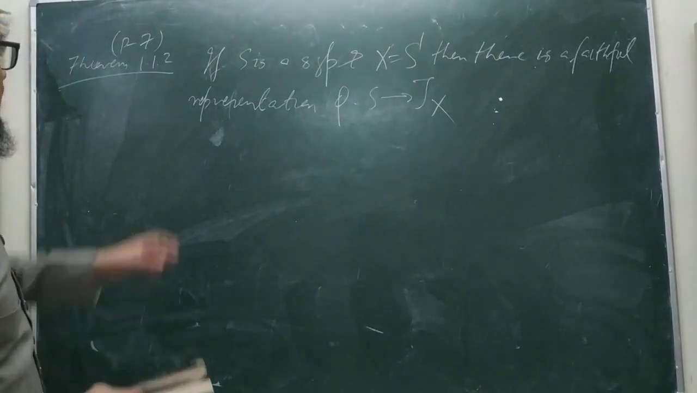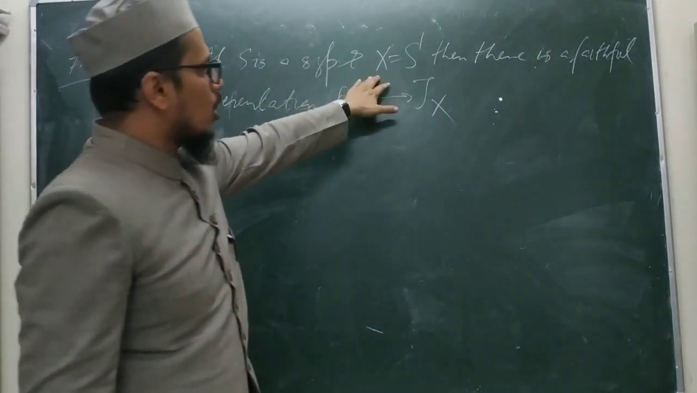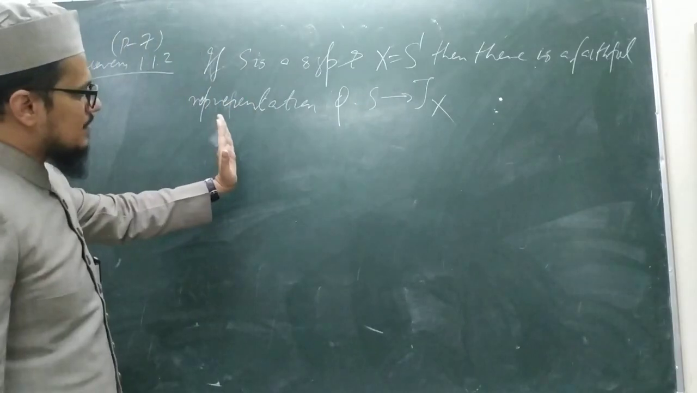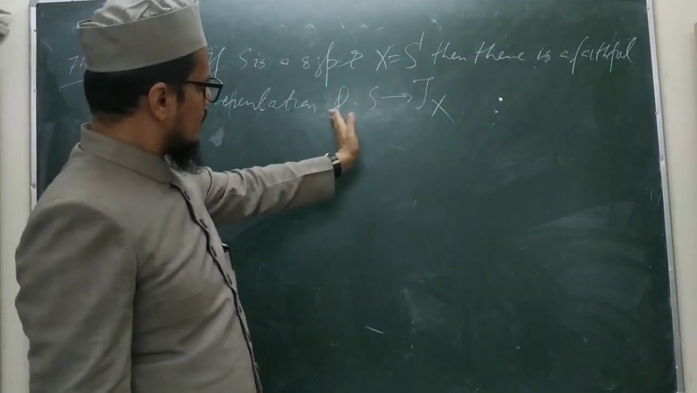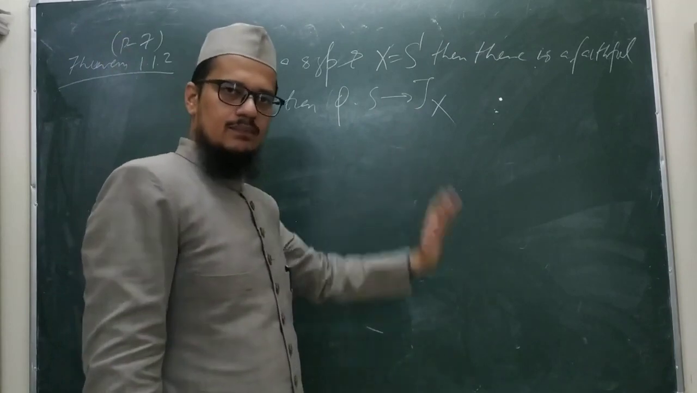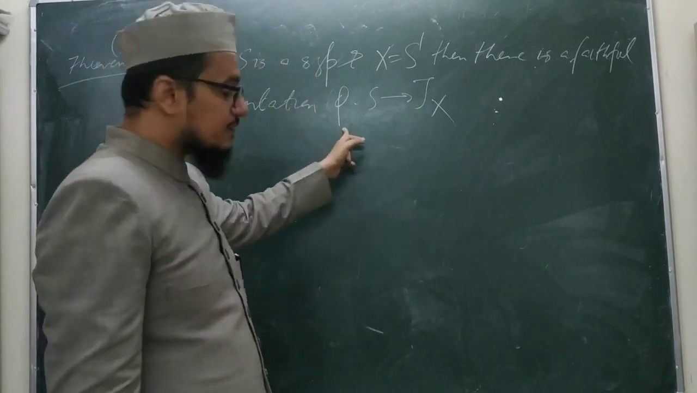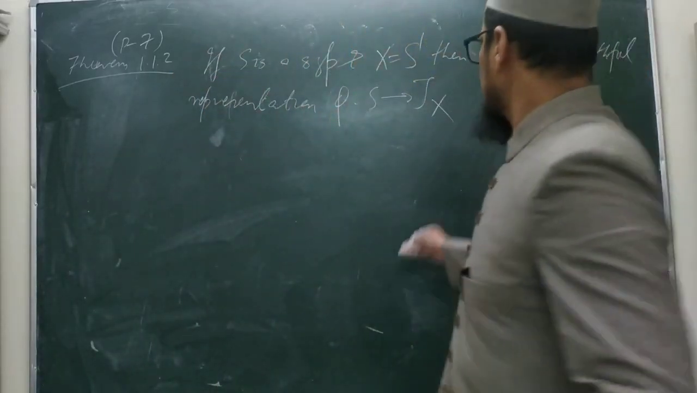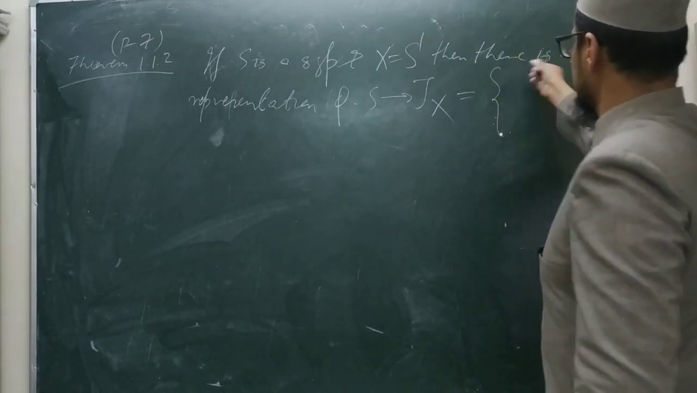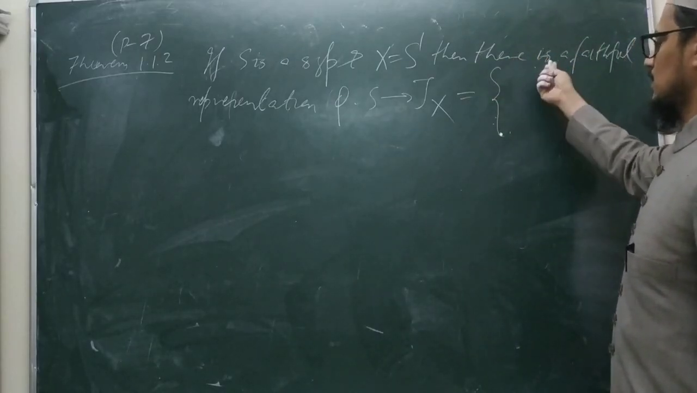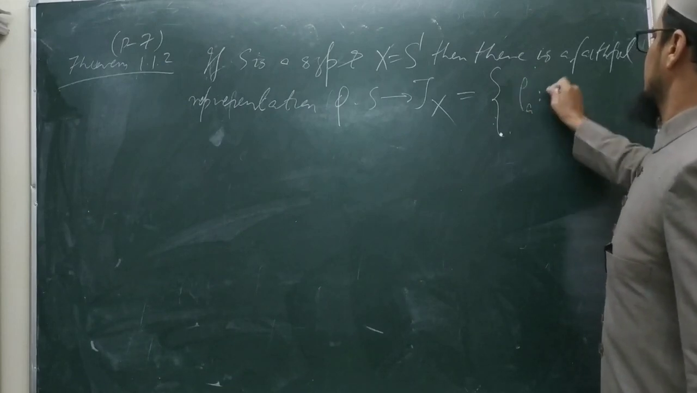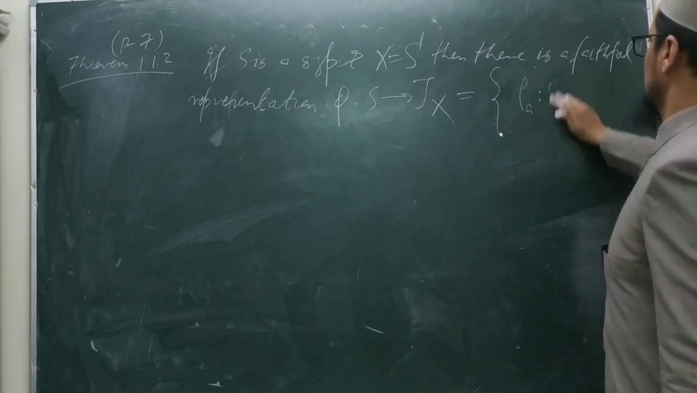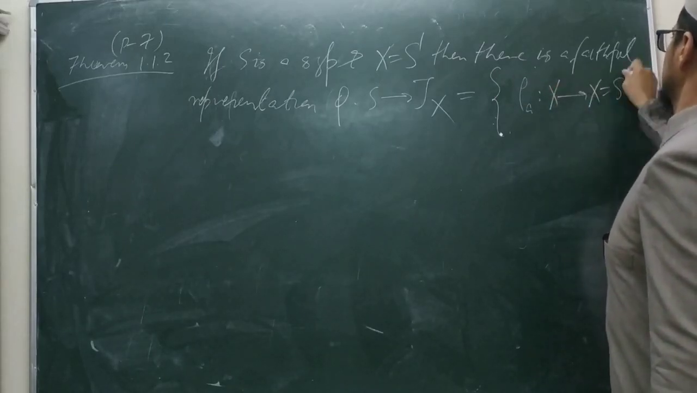So see, what is the theorem? If S is a semigroup and X is what? The monoid S¹. Then there is a faithful representation φ from S to τX. It means we have to prove this φ is a faithful representation. To prove it, see what is τX here? It consists of maps, for example, say ρ_A from X to X, where A is an element of semigroup S, and X is S¹.